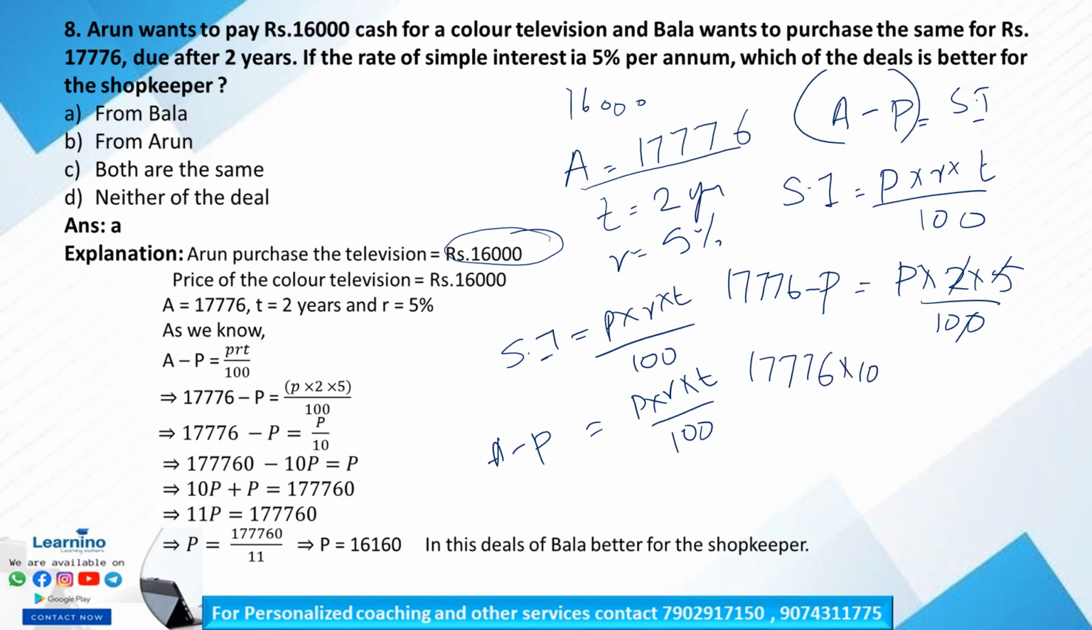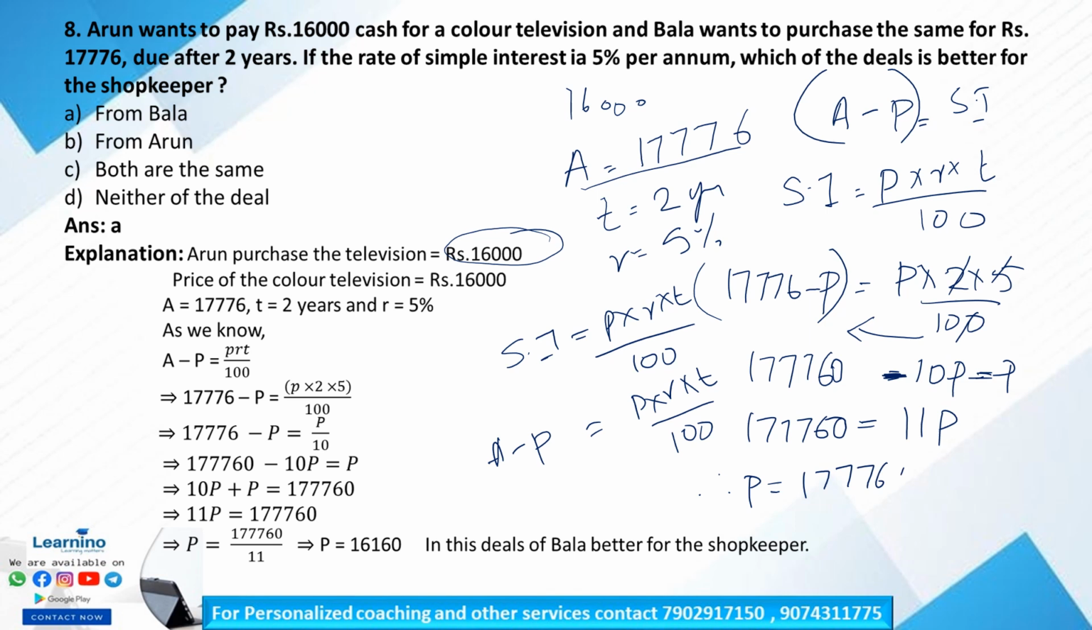Therefore 17,760 into 10 minus 10P is equal to P. By taking this 10 into the left hand side, we will get 17,7600 minus 10P equal to P. That is 177,600 is equal to P, and taking minus 10P to the right hand side we will get 11P. Therefore P is equal to 177,600 divided by 11. That is equal to 16,160.